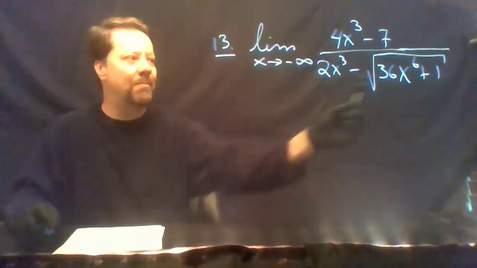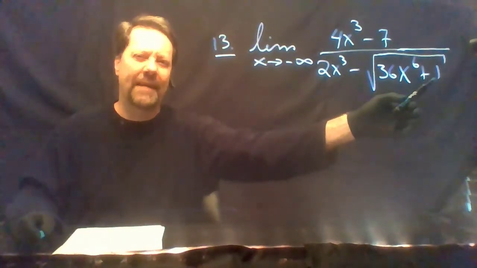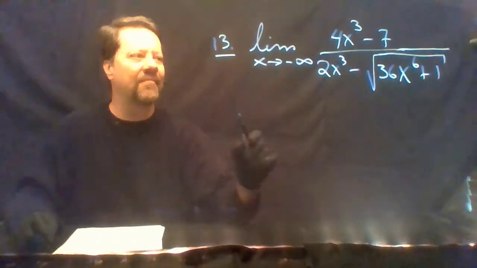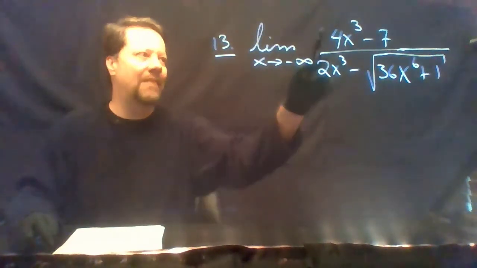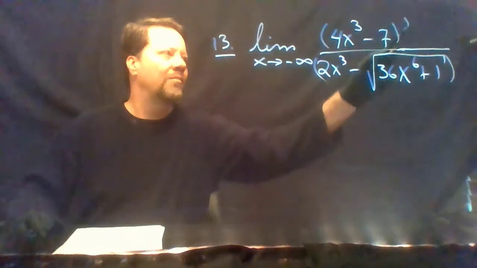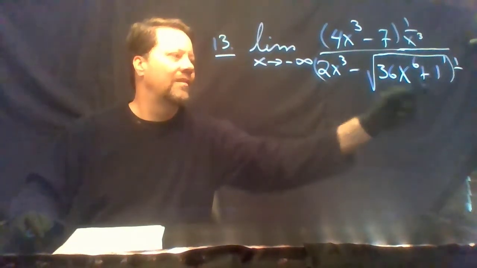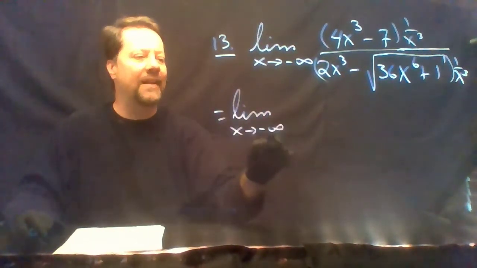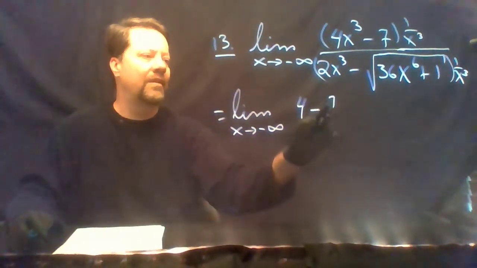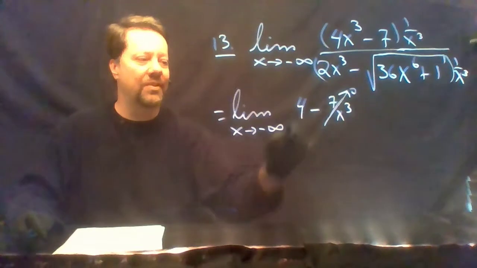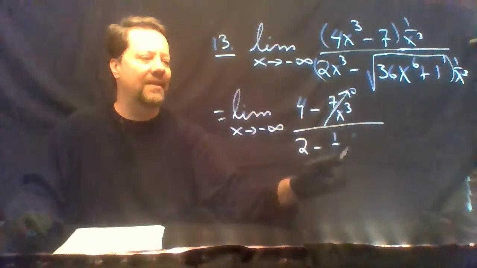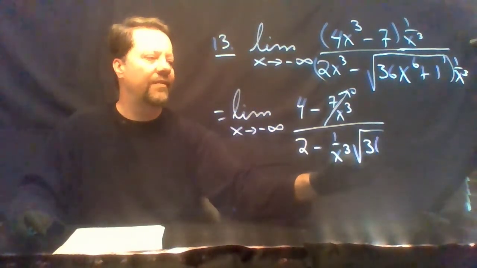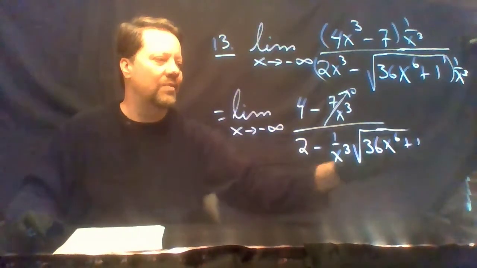Now, as x gets big, this plus 1 won't really matter. So we can actually ignore this. We can also ignore the minus 7. One way to see that is to just multiply top and bottom by 1 over x cubed. If we do that, we have the limit as x goes to minus infinity of 4 minus 7 over x cubed, which goes to 0, over 2 minus, now we have this 1 over x cubed here. We have 36x to the 6th plus 1.